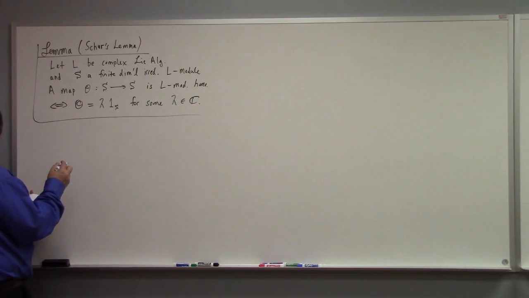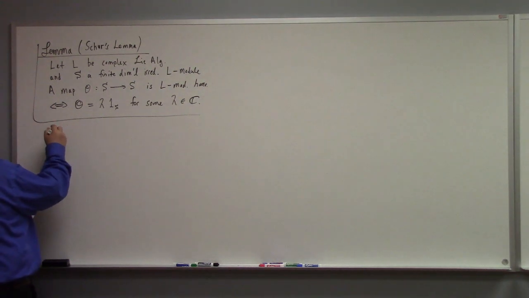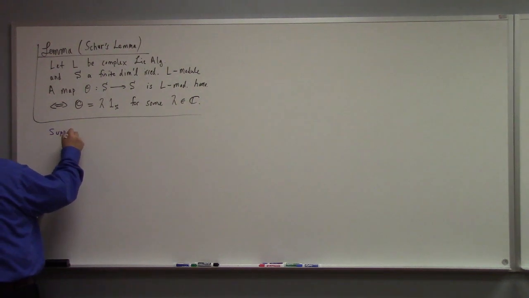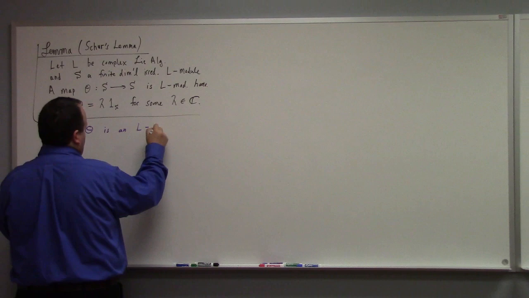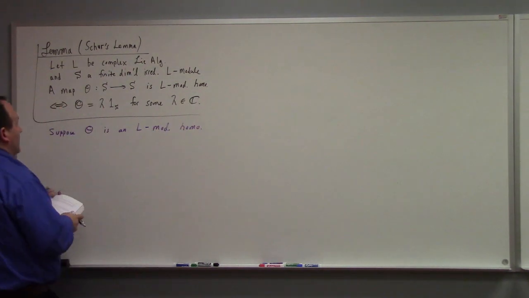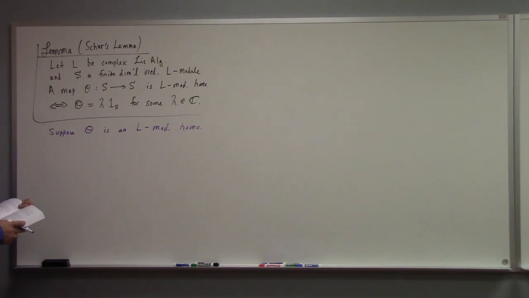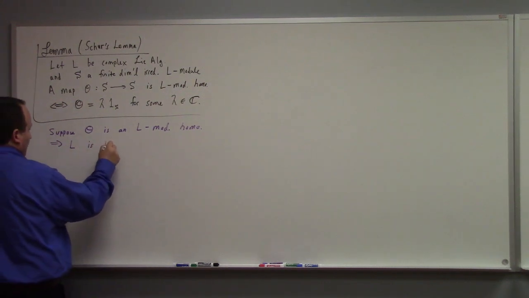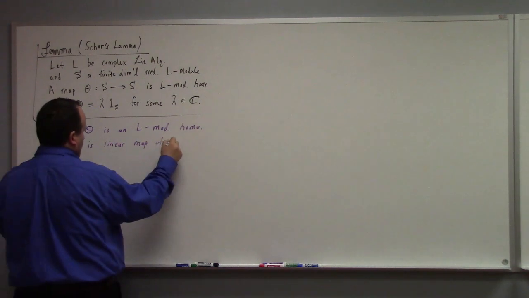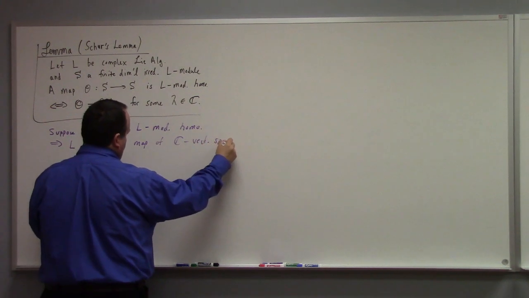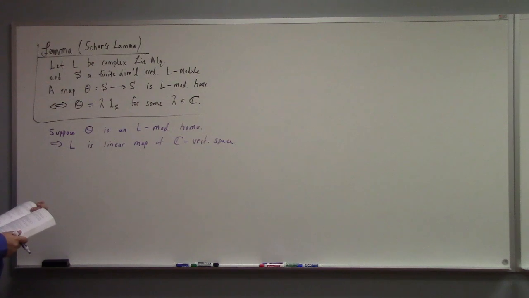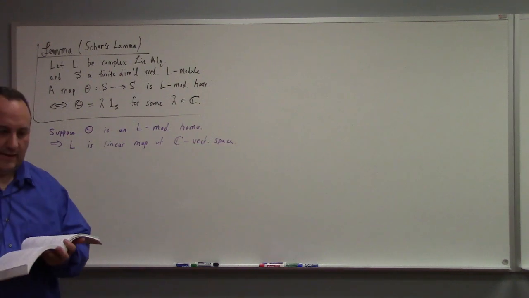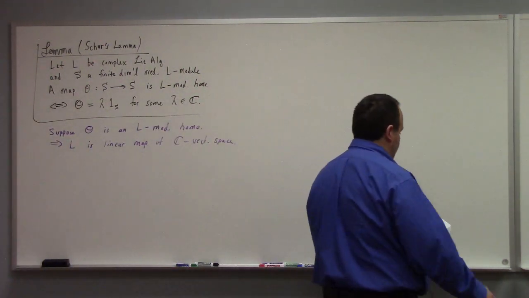All right. So suppose theta is an L-module homomorphism, all right? That means it's a linear map of a complex vector space. And then he says, so it must have an eigenvalue, say lambda. That's a theorem from linear algebra: if you have a linear transformation on a complex vector space, you have an eigenvalue, right?